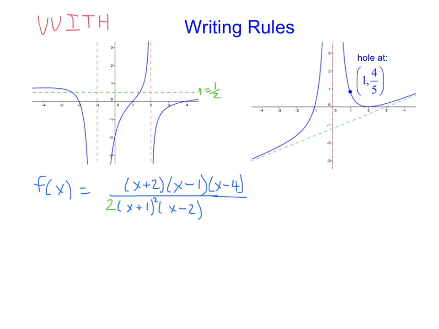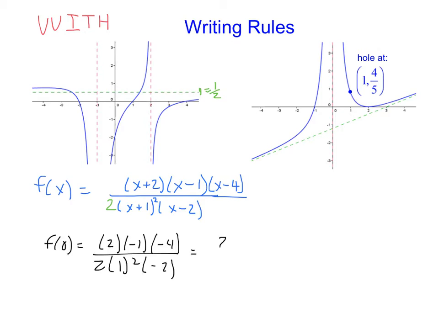The final thing, you might want to check that it actually passes through 0, -2. So I plug in 0, I'm going to get this thing. That is +8 over -4, and that is -2, so that looks good. That this over 2 is right here.